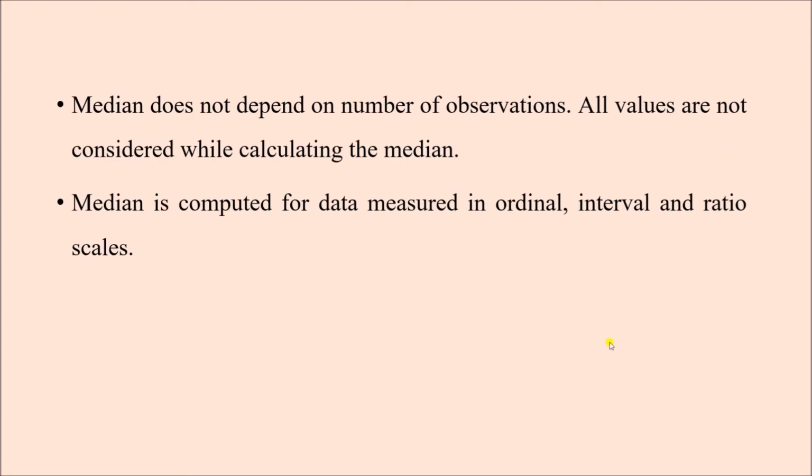Median does not depend on the number of observations, and all the values are not considered while calculating the median. In case of mean, we have to add all the values in the data set, but in case of median we do not need to consider all the observations. Median is computed for data measured in ordinal, interval and ratio scale. So if you remember, mean is calculated for data measured in interval and ratio scale, but in case of ordinal scale we can use median. Mean cannot be used in case of ordinal scale.